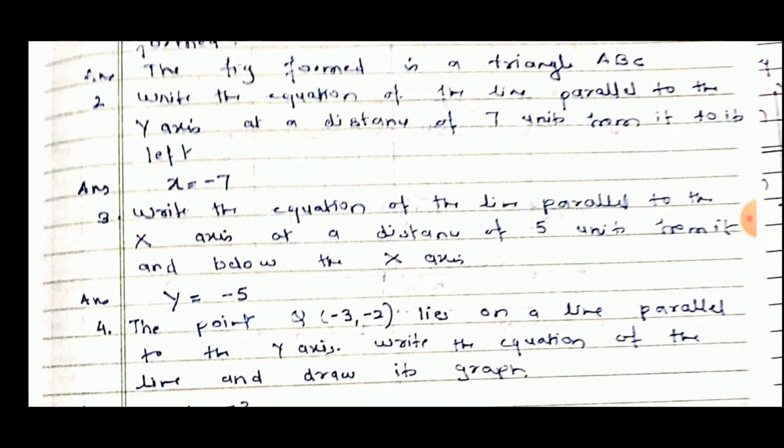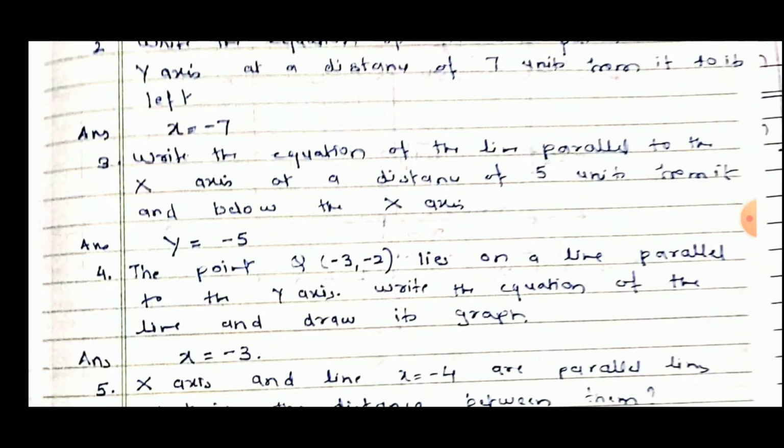Write the equation of the line parallel to the y-axis at a distance of 7 units from it to its left. So the equation of the line is x is equal to minus 7. Write the equation of the line parallel to the x-axis at a distance of 5 units from it and below the x-axis. So the equation of the line is y is equal to minus 5.